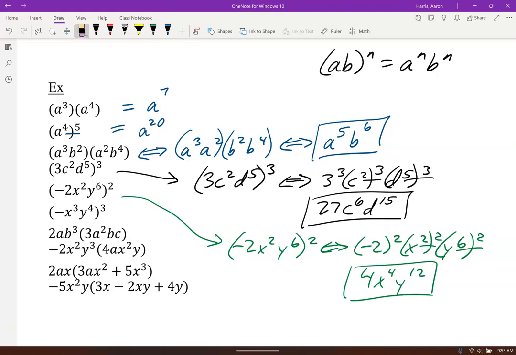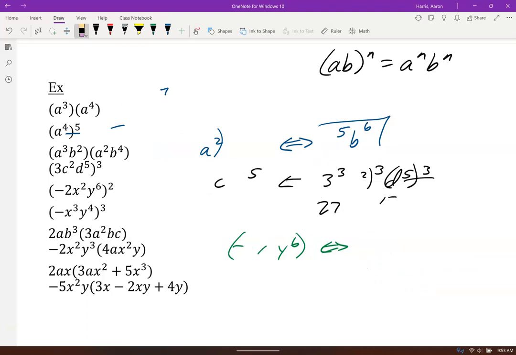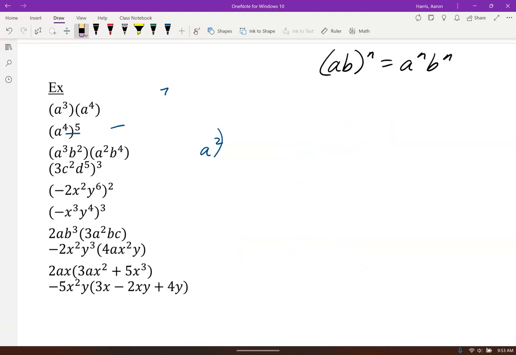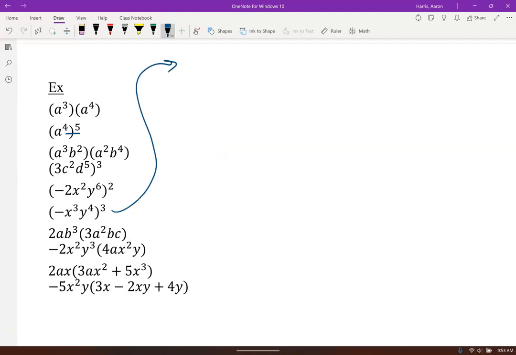Let me give myself a little bit of room here. Let me erase these. So this one will be, notice I have a negative 1. That'll go to the 3rd. X to the 3rd will go to the 3rd. Y to the 4th will go to the 3rd.